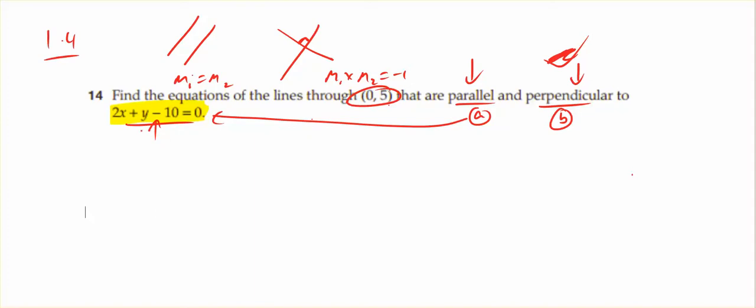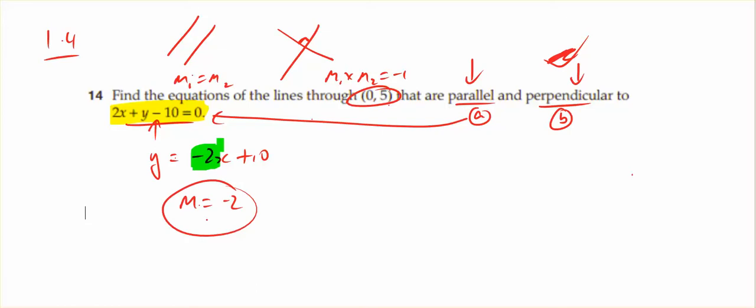To find the gradient, we need to get it in the y equals mx plus c form, so make y the subject. If I move the 2x to the other side, it becomes -2x, and I move the 10 to the other side, that becomes +10. So I can easily read that the gradient is -2. So m equals -2.